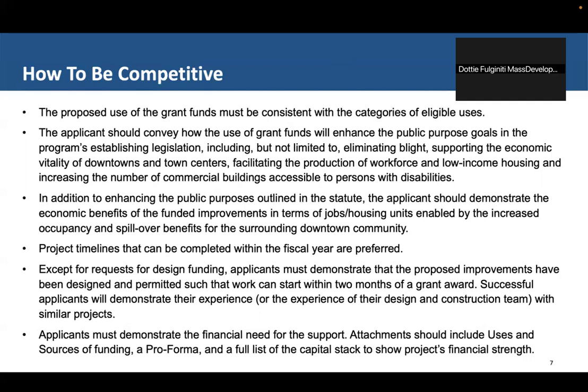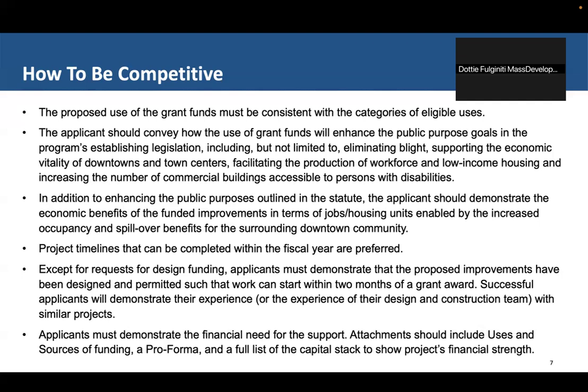In addition to enhancing the public purposes outlined in the statute, the applicant should demonstrate the economic benefits of the funded improvements in terms of jobs and housing units enabled by the increased occupancy and the spillover benefits for the surrounding downtown community.